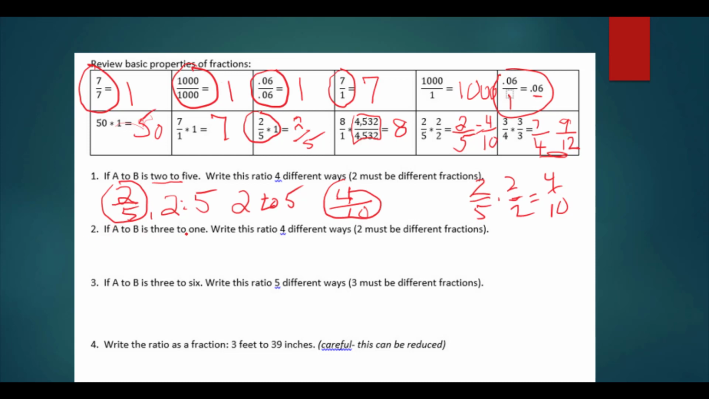If A to B is 3 to 1, write this ratio 4 different ways. Well, there are 3 ways of writing it. Now, if I multiply this by, say, 4/4, you multiply straight across, right? I can come up with a new equivalent fraction of 12/4. So there are some ways of writing that one.